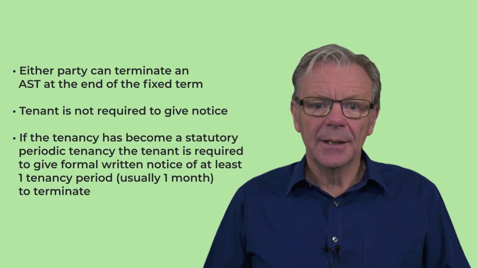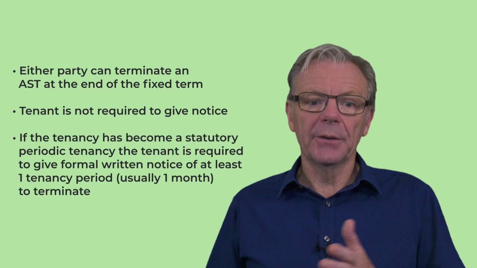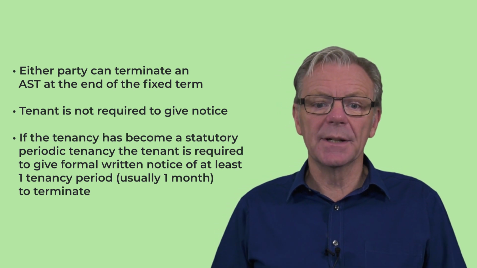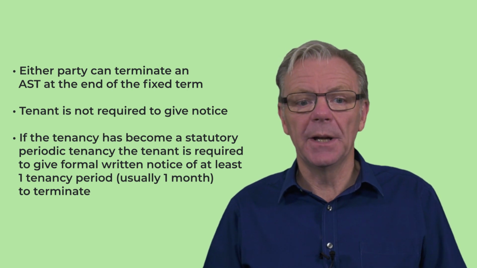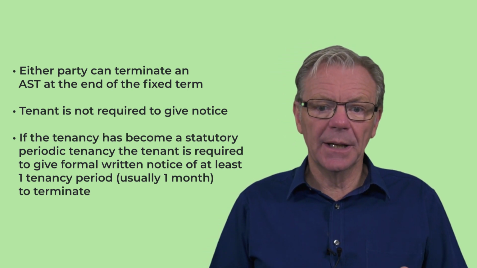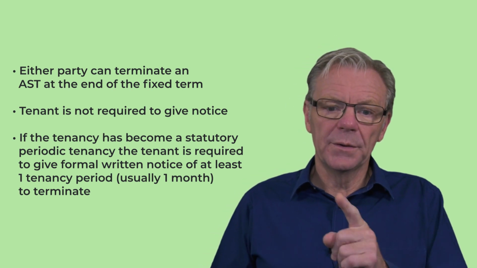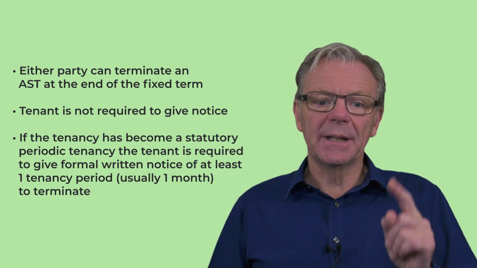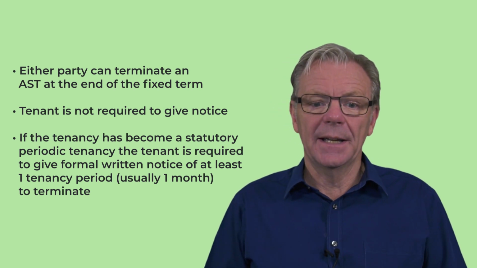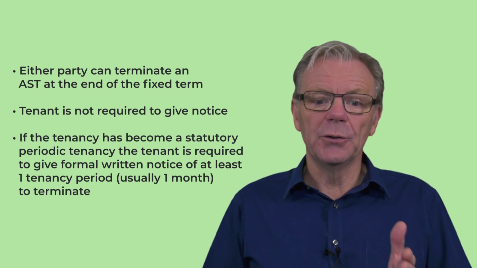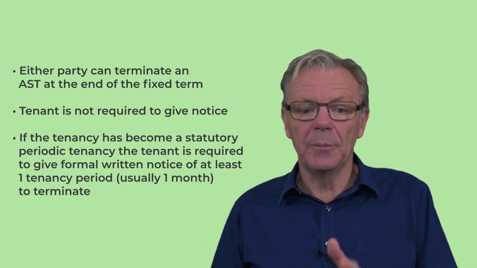Where the fixed term has ended, and the tenancy is now a statutory periodic tenancy, the tenant is required to give formal written notice if they want to terminate the tenancy. This is a statutory obligation and the tenants must comply with it. The notice must be a minimum of one tenancy period, and the tenancy must end on the final day of a tenancy period. Tenancy periods are usually a month and in line with the rental payment days. Tenancies therefore must end the day before the rent is due, and the notice must have been given at least 1 month before that end date.